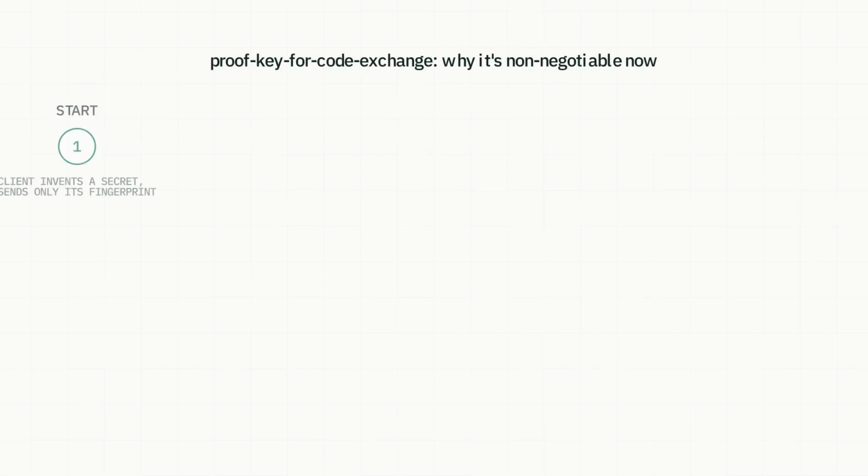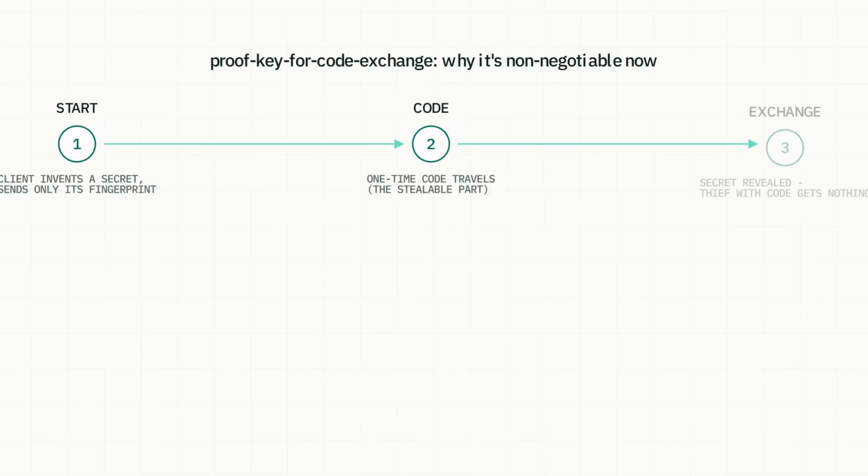A word on proof key for code exchange, since the current revision makes it non-negotiable. The attack it prevents: authorization code interception. The flow hands the client a one-time code to exchange for the token, and on shared devices and sloppy redirect paths, that code can be stolen in transit. The proof key mechanism has the client invent a secret at the start, send only its fingerprint with the authorization request, and reveal the secret only at the exchange.